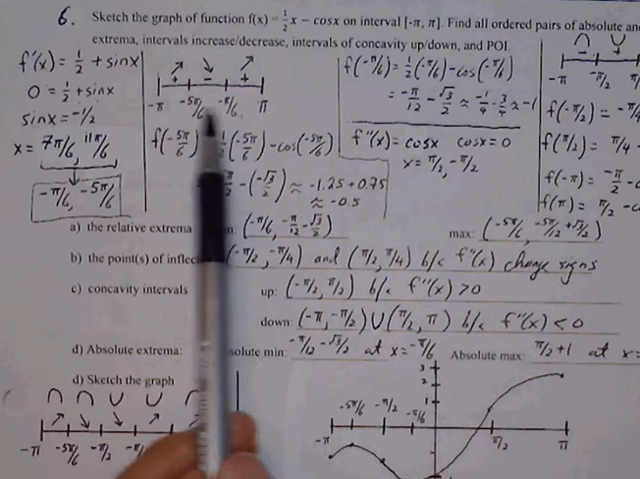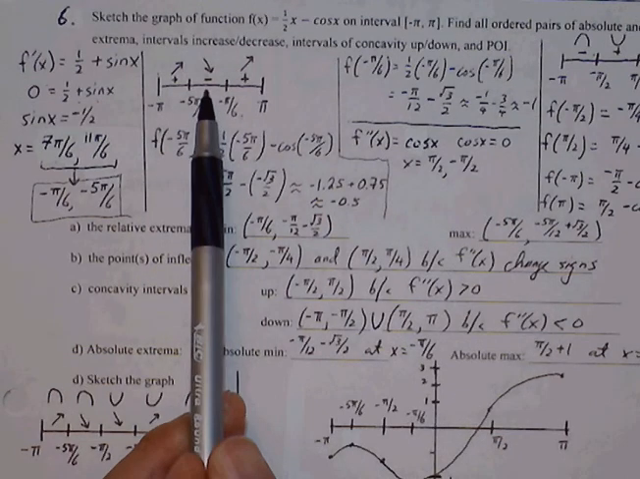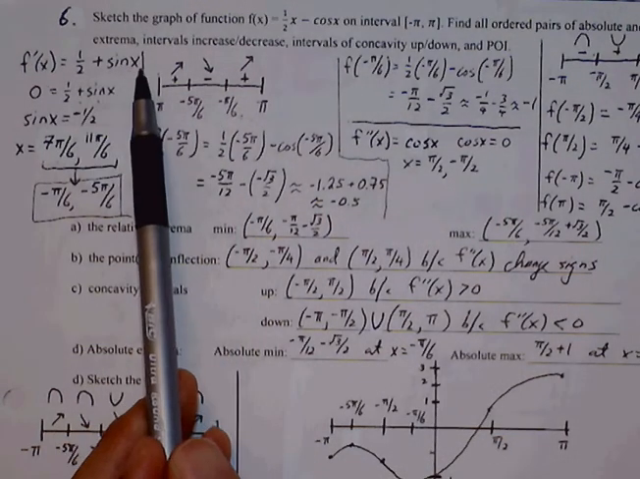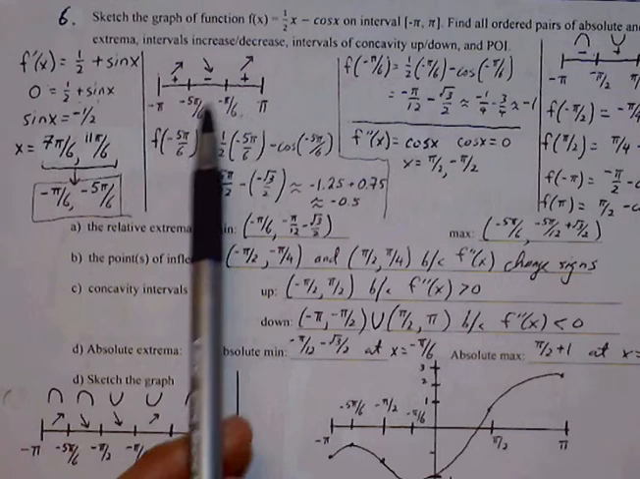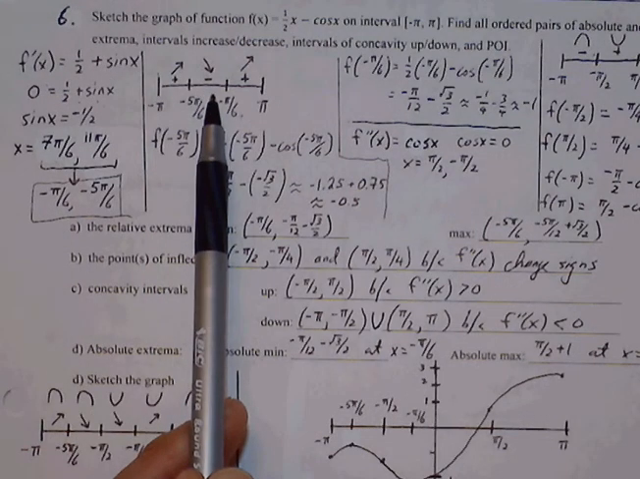In this region, I can choose negative pi over 2. So sine of negative pi over 2, same thing as sine of 3 pi over 2, which is negative 1. Negative 1 plus 1/2 is negative 0.5, so I know this interval will be negative.